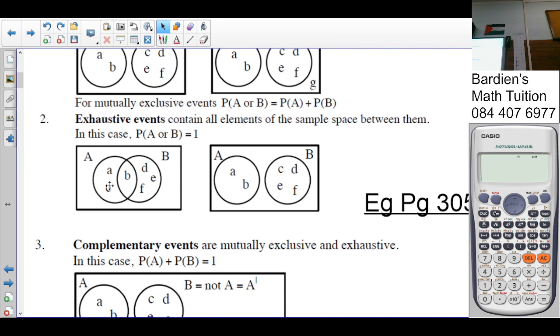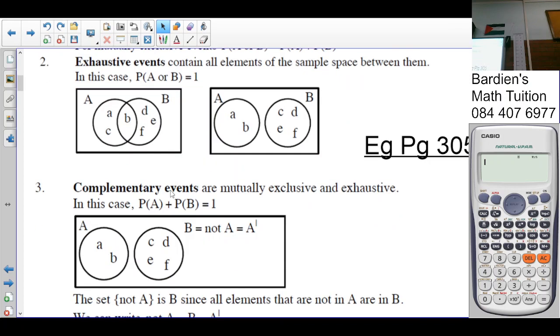Exhaustive events contain all the elements of the sample space between them. In case of A or B is 1. Can you see there is nothing on the outside here, which means to say there's no element that doesn't belong to A nor B on the outside. Can you see that? That we say is exhaustive.